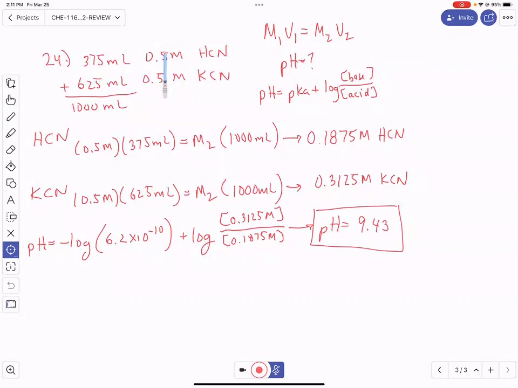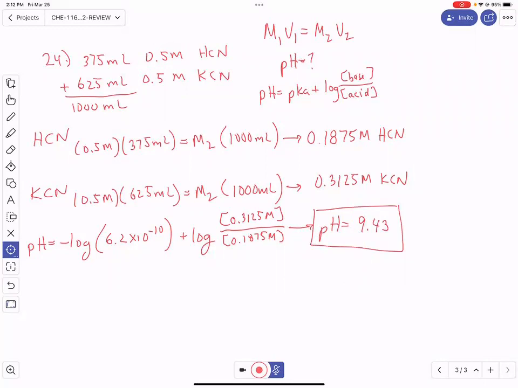So anytime we're mixing two different volumes together, we should think of M1V1 equals M2V2 to let us say, all right, here's my initial concentration at this volume. Here's my initial concentration at this volume. I mix those two together because my volume changes, but the number of moles that I have in solution doesn't change, right? My concentration will need to change as well. So M1V1 equals M2V2. Found my new concentration for both. And then I can just plug that into the Henderson-Hasselbalch equation to find the pH of this buffer from there.